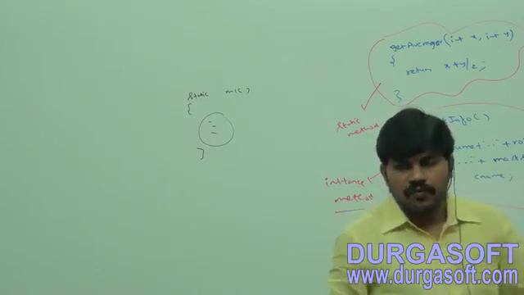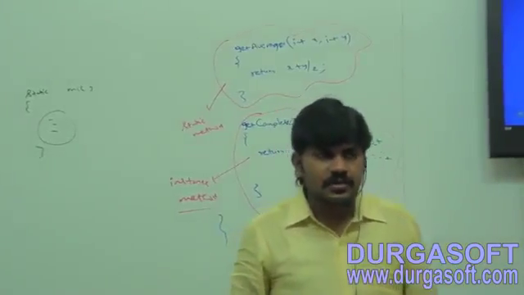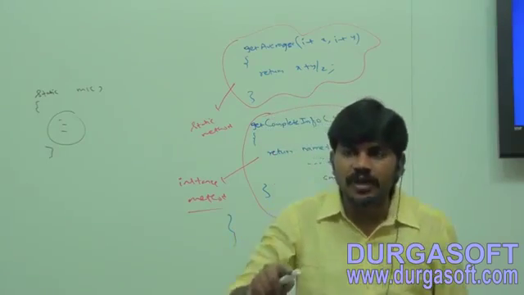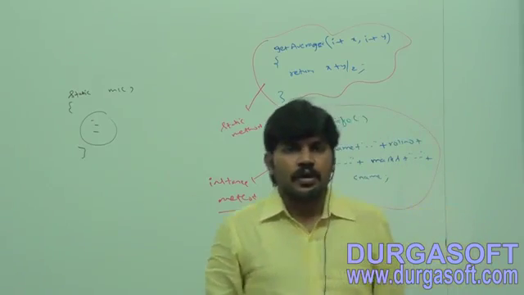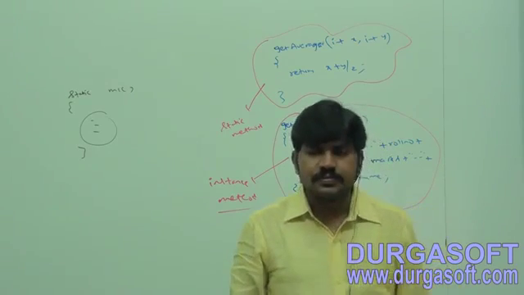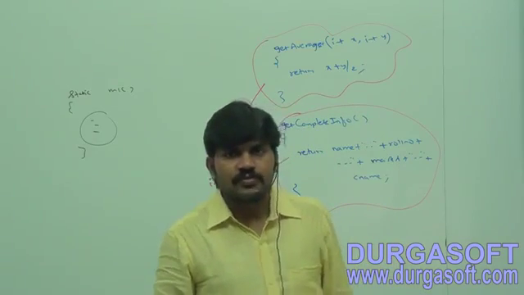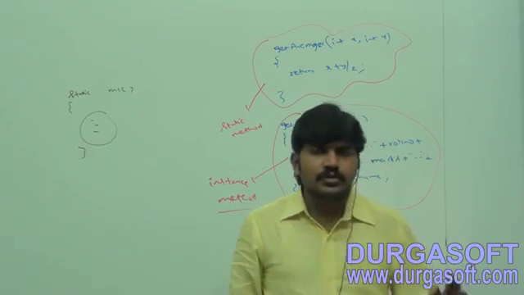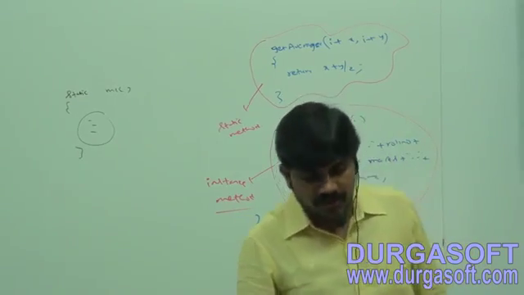Add: for static methods, implementation should be available, whereas for abstract methods, implementation is not available.